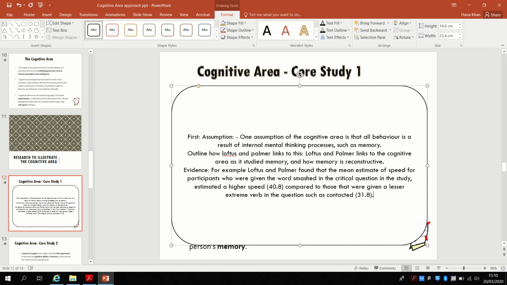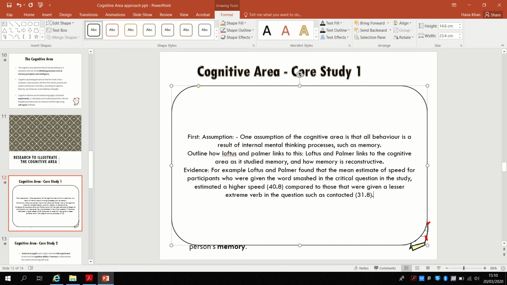So there we go. So one assumption of the cognitive area is that all behaviour is a result of internal mental thinking processes, such as memory. Loftus and Palmer links to the cognitive area as it studied memory and how memory is reconstructive. For example, Loftus and Palmer found that the mean estimate of speed for participants who were given the word smashed in the critical question in the study estimated a higher speed of 40.8 compared to those that were given a lesser extreme verb in the question, such as contacted, with 31.8.